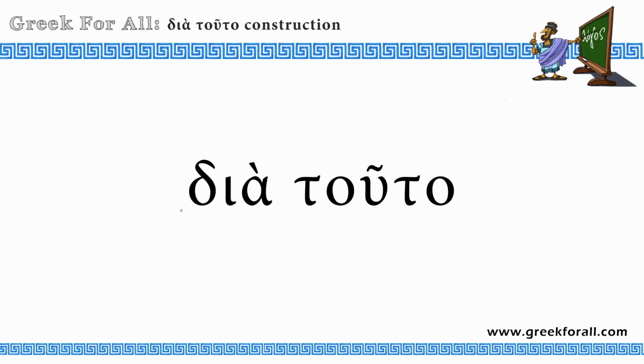This is the construction we are going to study in this lesson, dia touto. Each of these words are very frequent words in the New Testament. For example, dia is a preposition and it appears 668 times in the New Testament, so it's a good word to learn. Touto is the demonstrative pronoun, and in all the forms this word appears 1386 times, and in this particular form, touto, it appears 338 times in the New Testament.